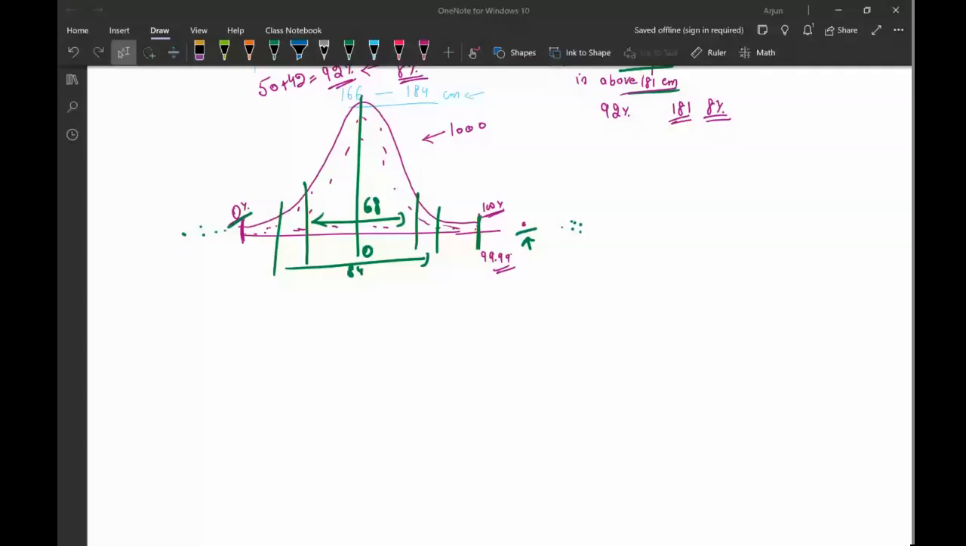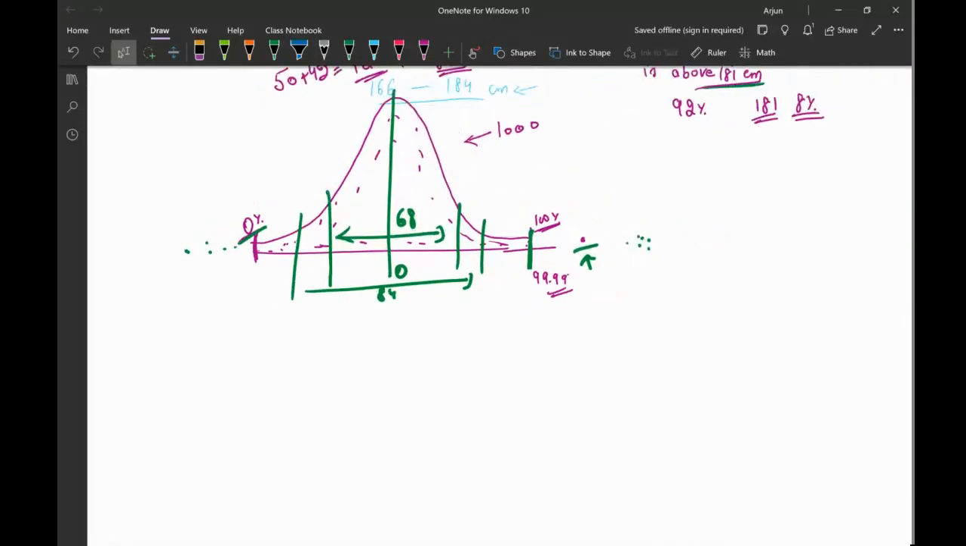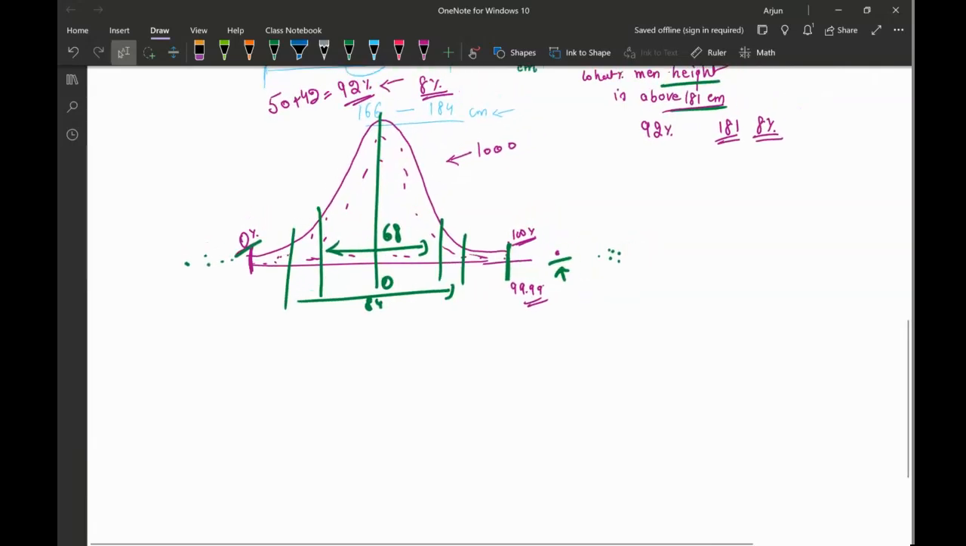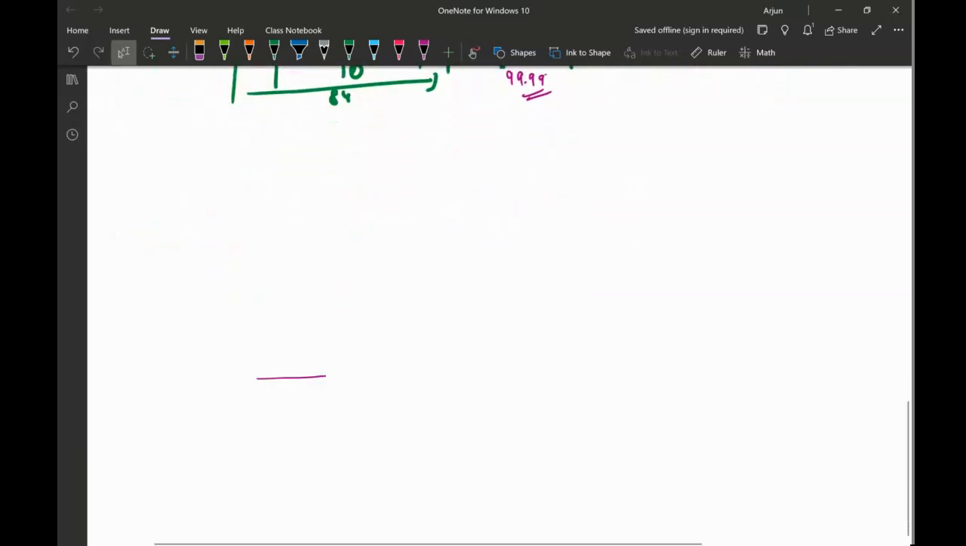Good day, folks. In today's class, I'll be talking about the normal distribution graph, and we'll continue picking up from where we left off in the last lecture. So I'm going to give you a quick rundown of what we talked about in the last lecture.